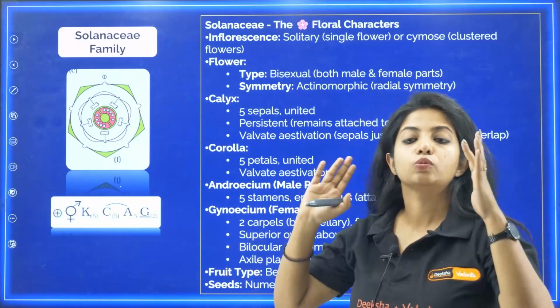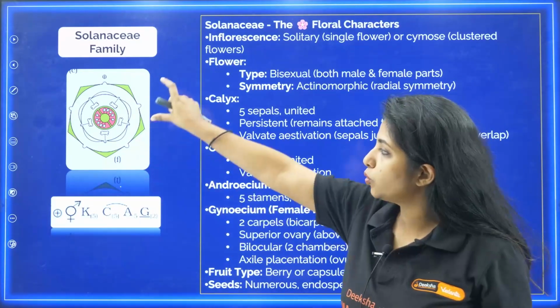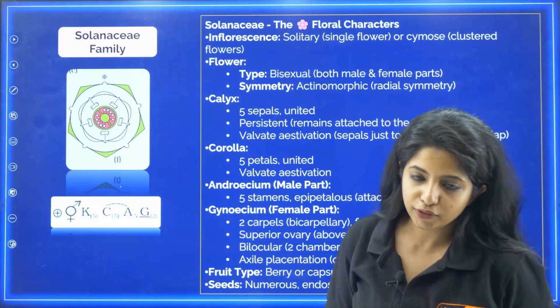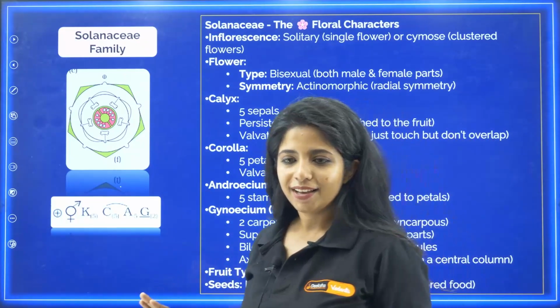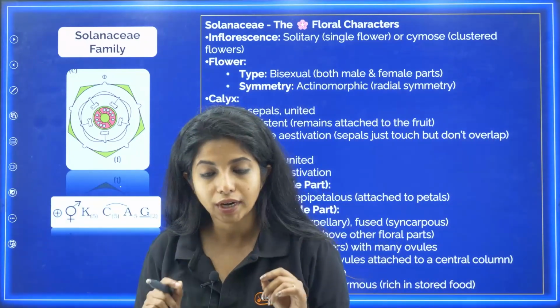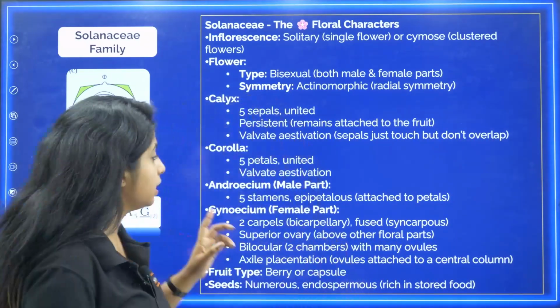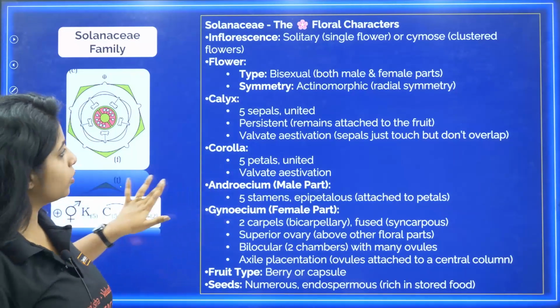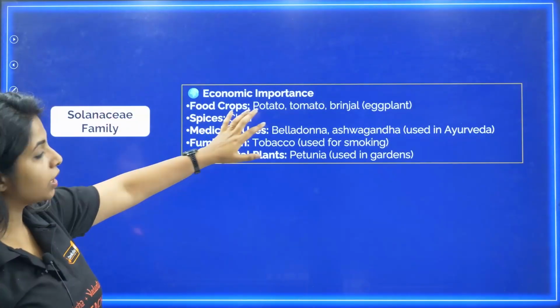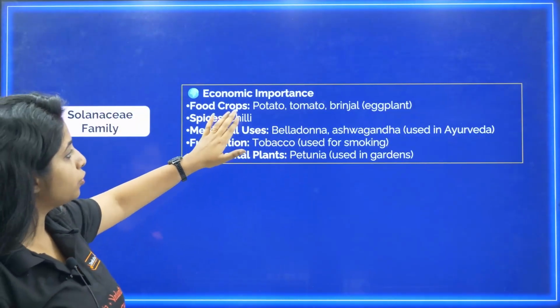Solanaceae family, this is what you need to remember. Please go through this diagram really well, you will be able to solve it, just understand once. Okay, this floral formula, you have to write it and learn it, both of Brassicaceae and this. Cool? And the economic importance of Solanaceae family is food crops.